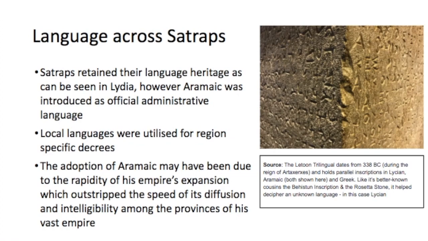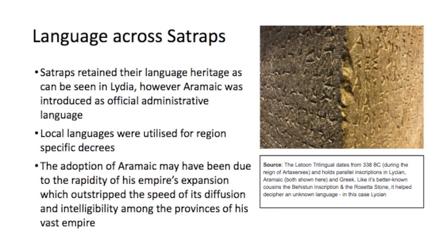An example of local languages being used here, as you can see, is the Letoon trilingual, which dates from 338 BC. So it's not actually during the time of Darius and Xerxes, but it's a really good example. It's from Artaxerxes, and it holds parallel inscriptions in Lycian and Aramaic, and it was similarly used like the Rosetta Stone in Egypt, which helped to decipher Lycian, an unknown language at the time.